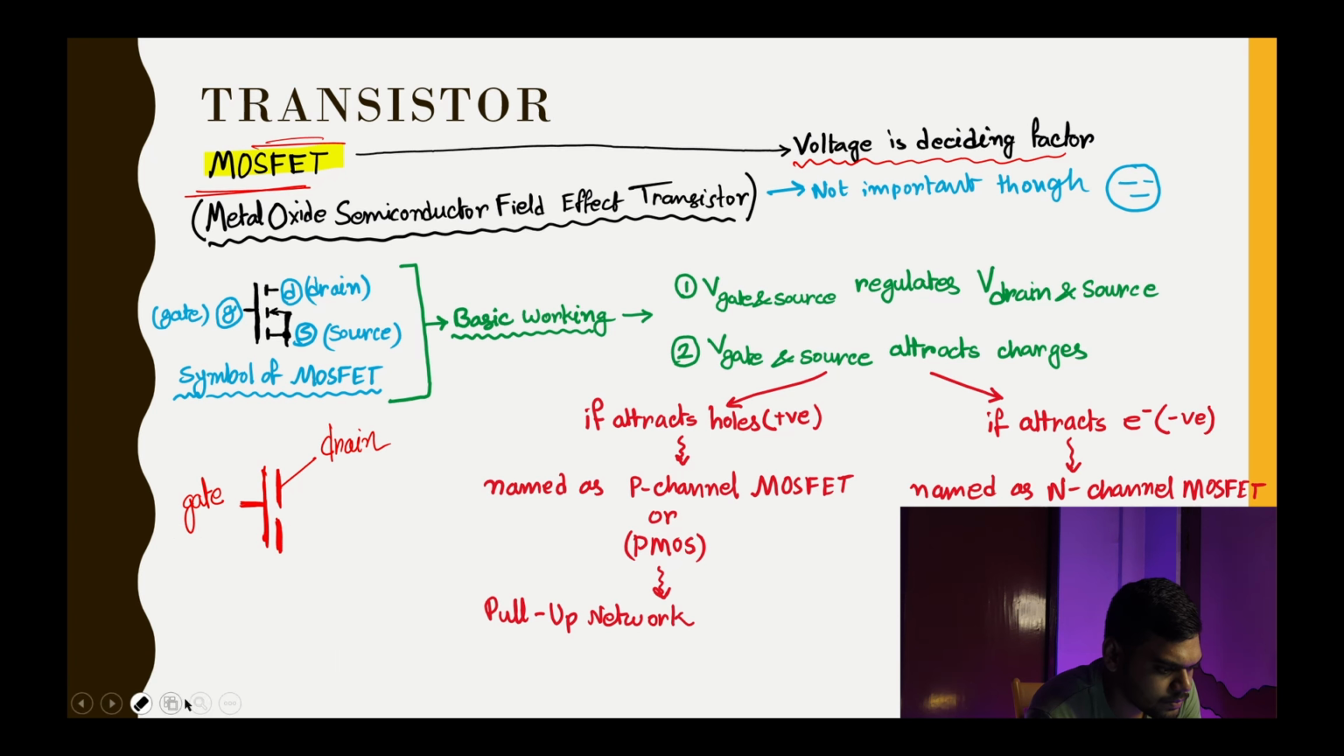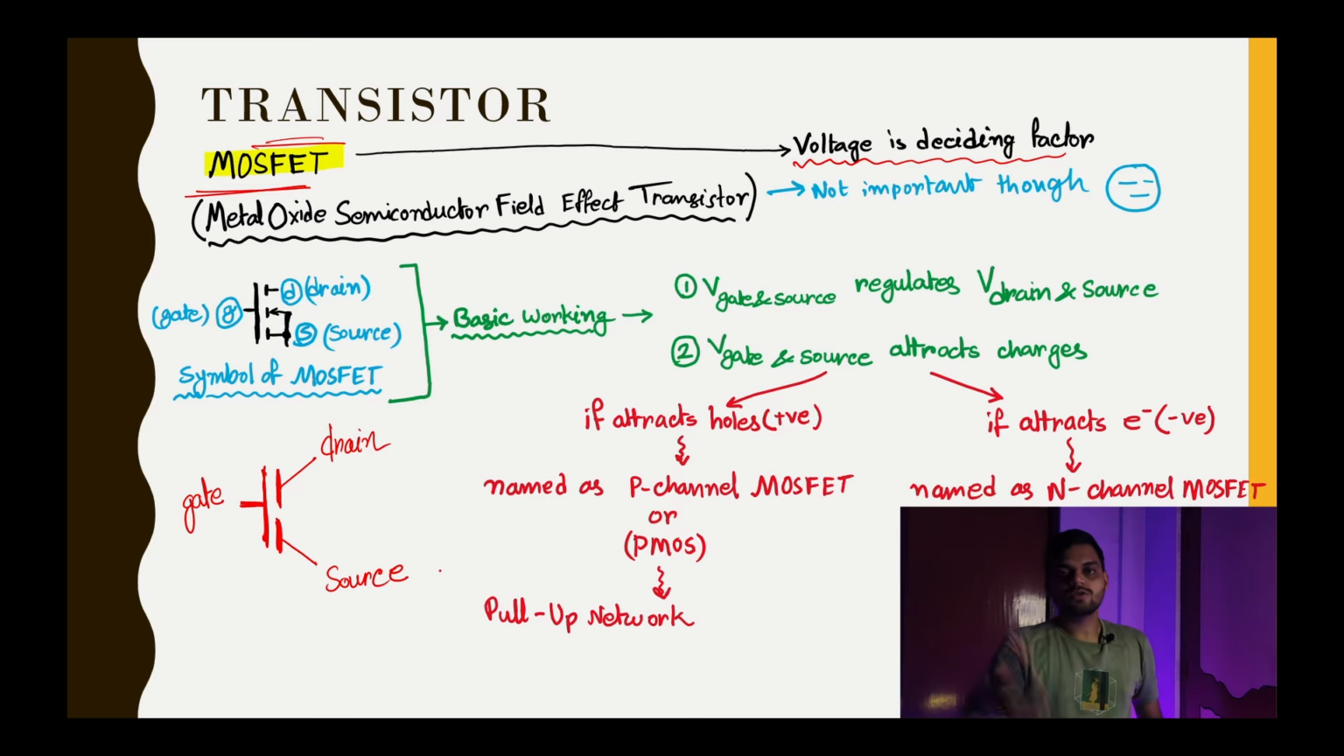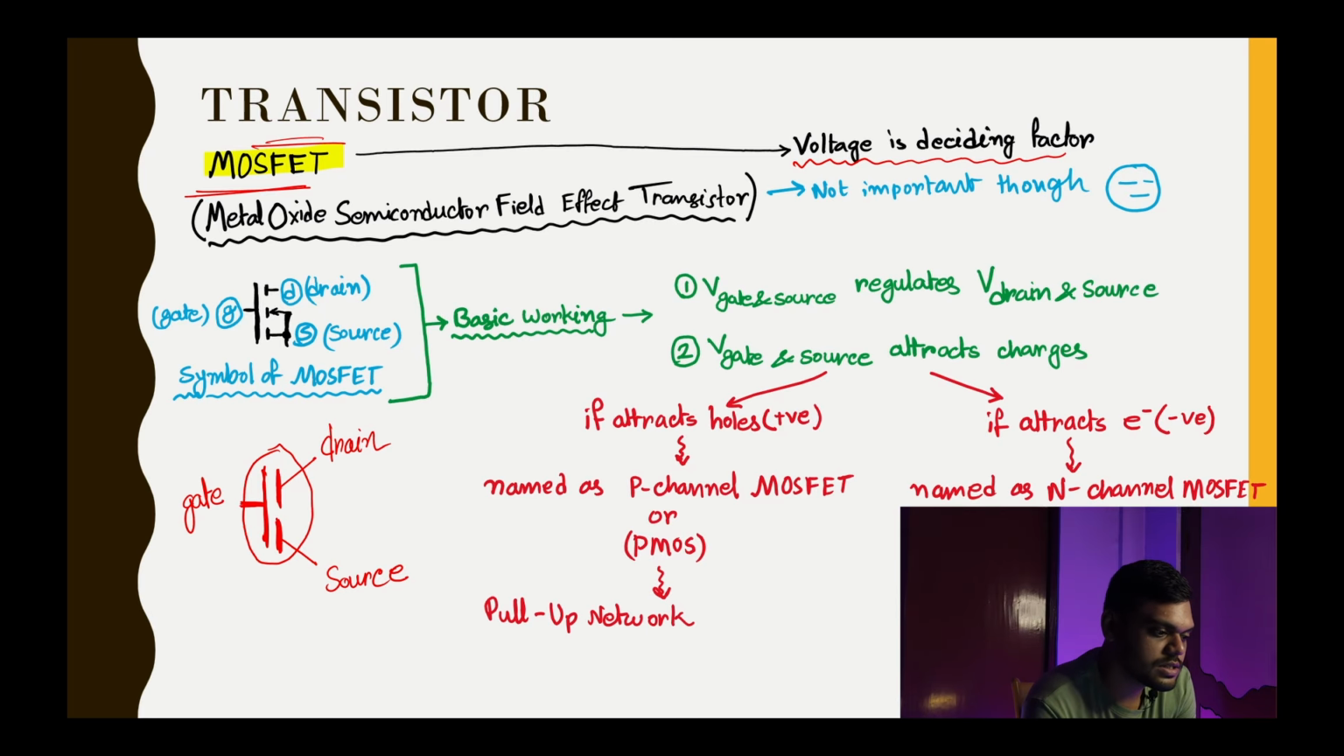Okay, source as emitter as source. So what I was talking about, at this symbol you can see that base is represented as gate, collector is represented as drain, and emitter is represented as source. So we have just modified those names, nothing else. So let's have a look. It is the basic symbol of MOSFET transistors.